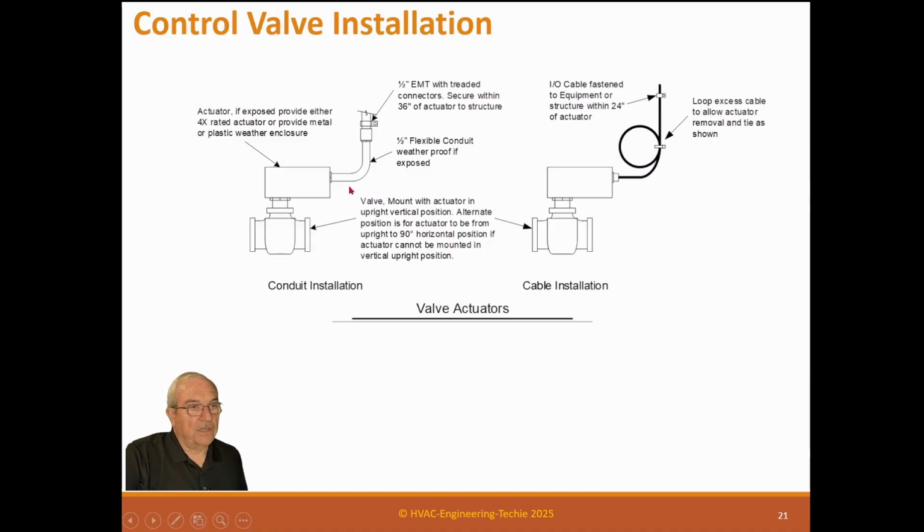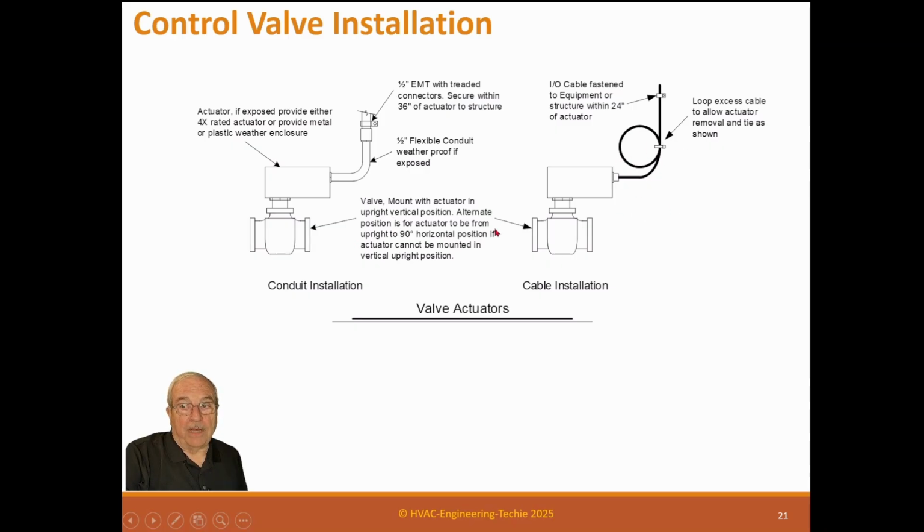If it's in conduit, it has to be flex conduit because they have to work on the valve. They may have to take it off, so you want a flexible connection so they get to that. If it's cable, then you run some flex cable. You run enough cable so that they can remove this actuator, and you just put some extra slack in there.